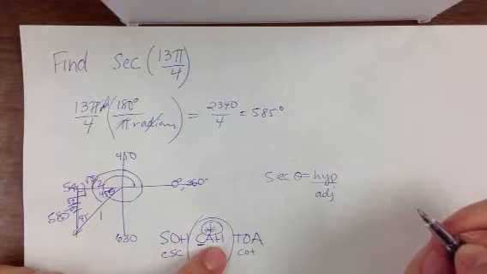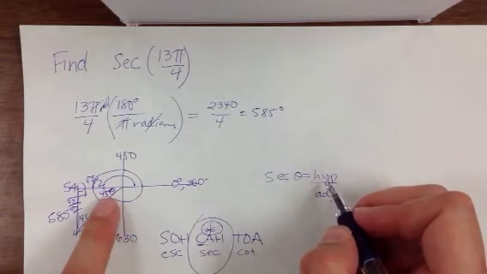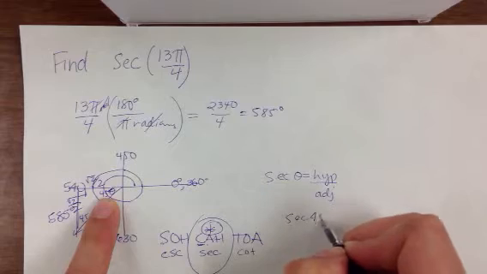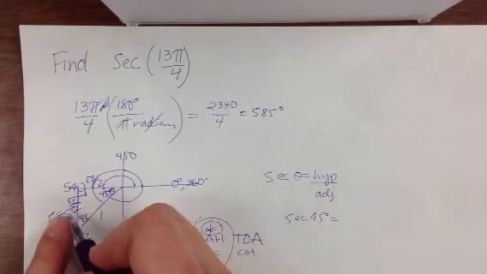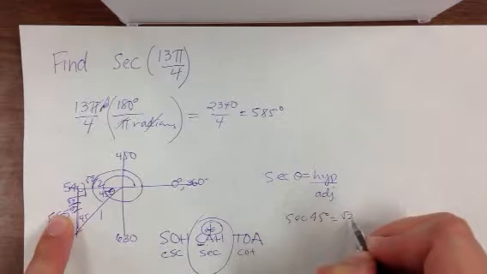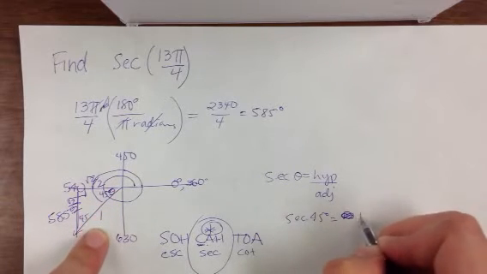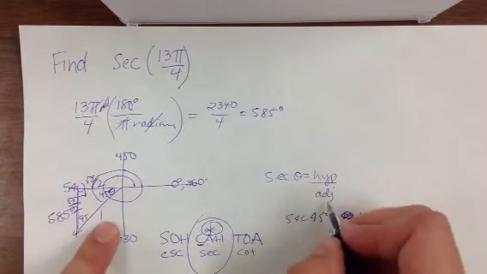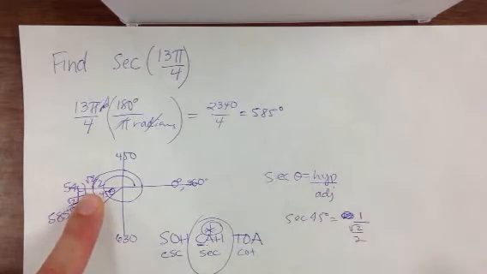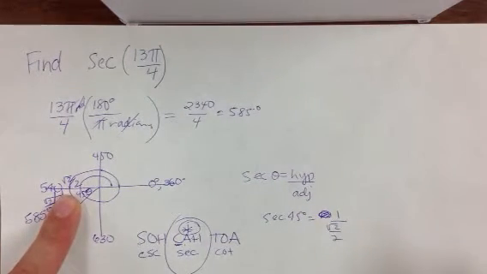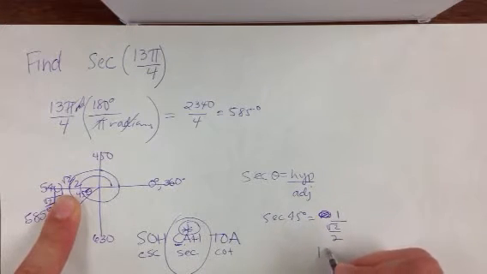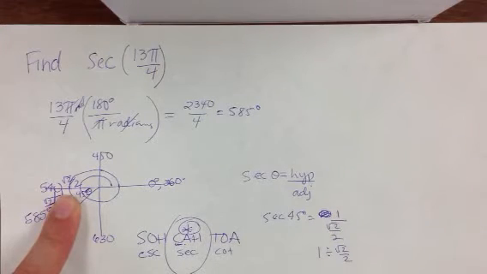And in this case, I want the secant of 45 degrees, which is going to be the hypotenuse, 1, over the adjacent side, square root of 2 over 2. So 1 divided by square root of 2 over 2. Let's look at that another way. How do I deal with a fraction when I'm dividing? I take the reciprocal and turn it into multiplication. So that gives me 2 over square root of 2.